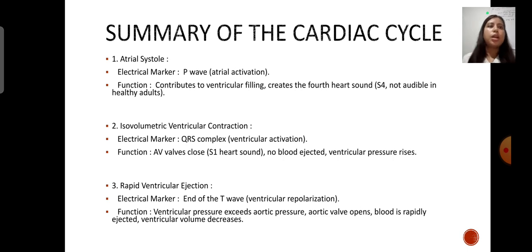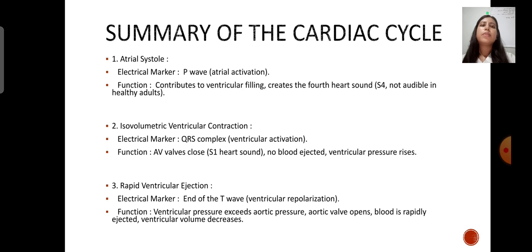Now the summary of the cardiac cycle. Atrial systole corresponds to the P wave, the electrical atrial activation. The function is that it contributes to ventricular filling, creating a fourth heart sound S4, which is not audible in healthy adults. The isovolumetric ventricular contraction corresponds to the QRS complex, the ventricular activation, and the function is that the AV valve closes, producing the S1 heart sound, and there is no blood ejected while ventricular pressure rises.